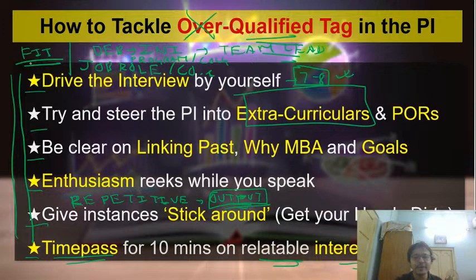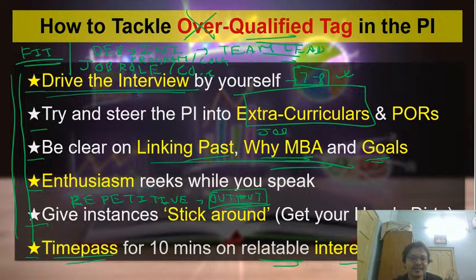Focus on interesting areas and make sure that you link them. This is the most important part. If it's a job, then how are your job skills relevant to your past? If it is not, then how is your MBA relevant to your past and your future goals? So make sure that you're able to drive it by yourself. Is this clear to everybody?